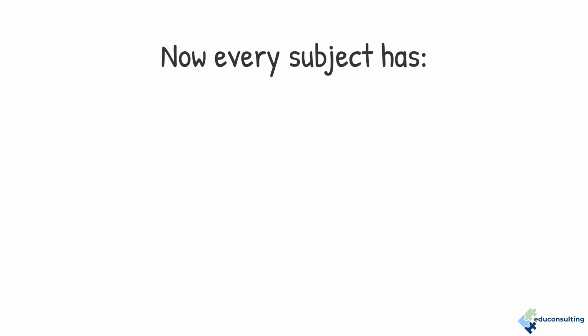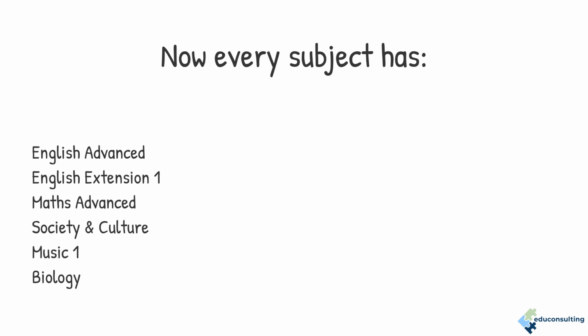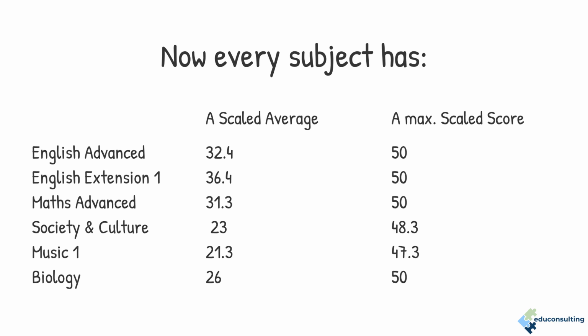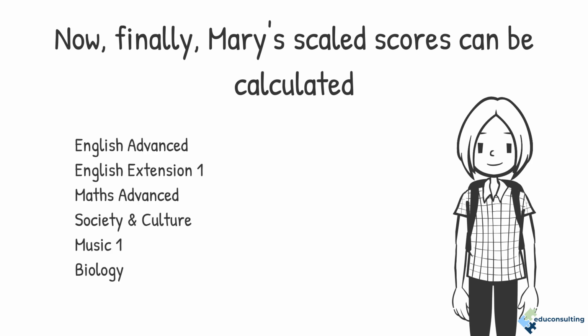So now if we go back and take a look at Mary's subjects, every subject has a scaled average and a maximum scaled score. Now we're finally ready to allocate individual students' scaled scores and then work out their ATARs. The process from here is really quite simple. Now Mary has a scaled score for each subject that she has studied.